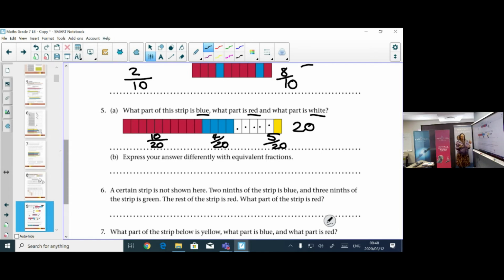Remember, when you are doing equivalent fractions, you can reduce or you can increase the numbers. When you reduce, you divide. When you increase, you multiply. You can make it bigger or you can make it smaller. So let's check with this one. Divide both sides by 2. You get 5, you get 10. Divide both sides by 5. You get 2, and 4. 5 goes twice, 5 goes 4 times. So those two are equivalent.